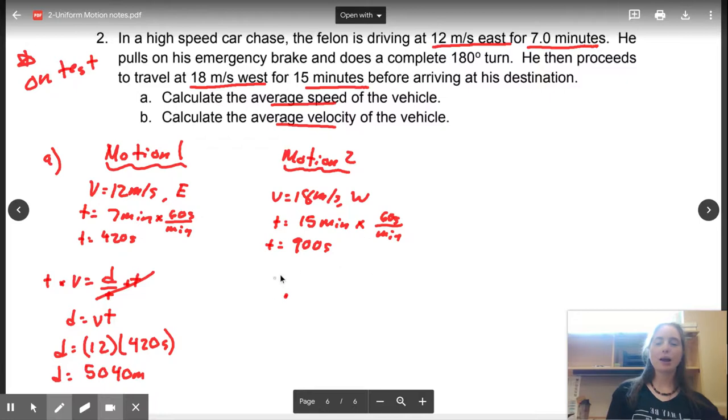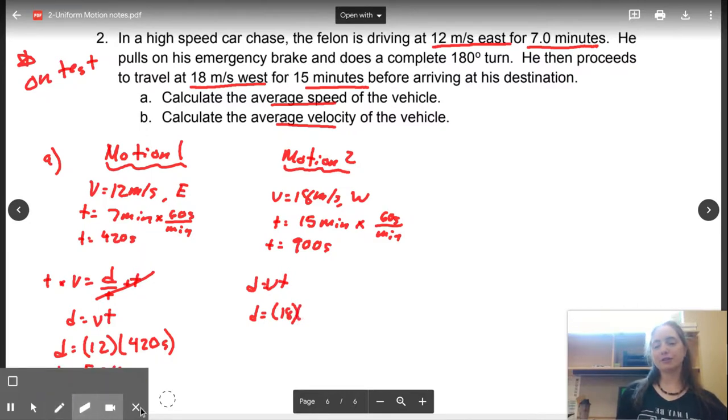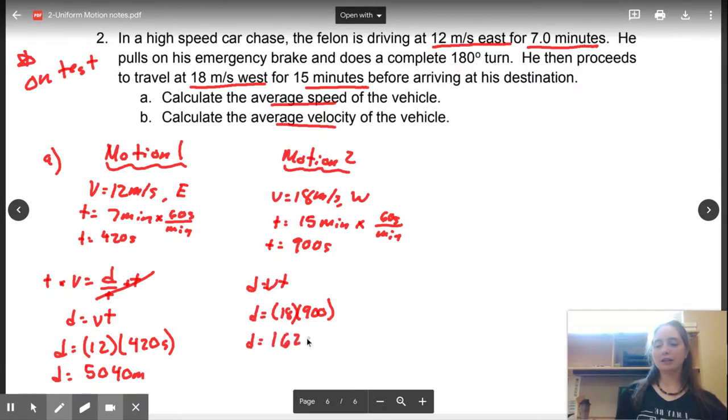And we're going to get the displacement here, which is going to be 5040 meters. I'm going to repeat the process. I'm going to just rewrite out the equation I already rearranged. It's the same thing, so I don't need to show my work again because I've already shown it. You don't need to be redundant in that case. So the speed here is 18 meters per second for 900 seconds. Okay, so we multiply those two numbers together, and we are going to get 16,200 meters.